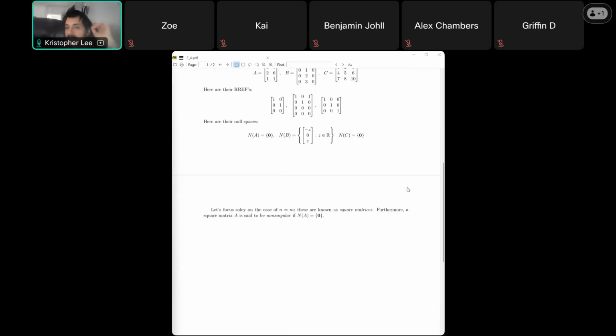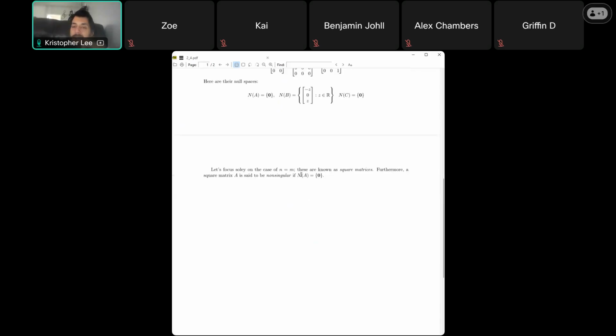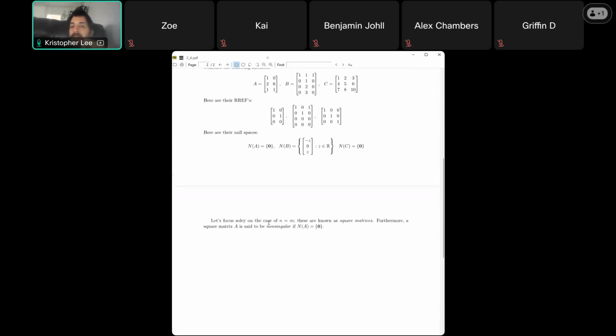So a matrix that is square and has a trivial null space is called a non-singular matrix. And this one I'm not afraid to say on camera. This is the dumbest name for anything in mathematics, I think. Because think about it, the defining property here is that there is a single element in your null space. Let's call that non-singular. Bro, that is infuriating.